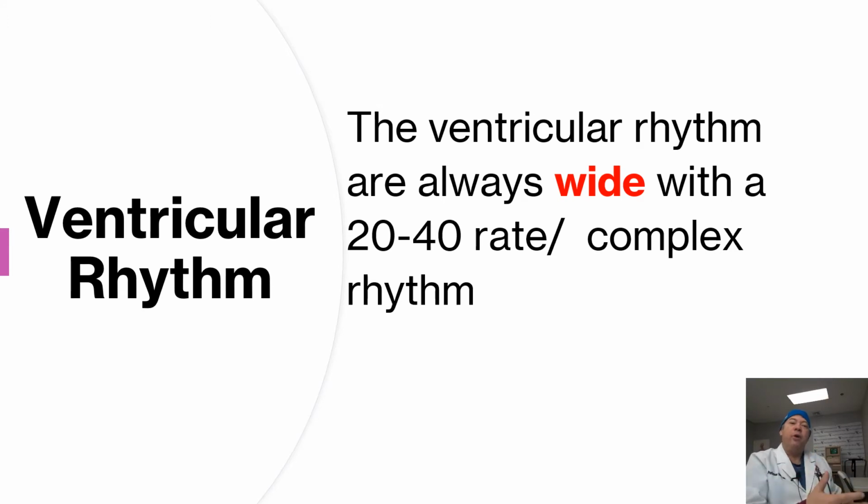So when we refer to the ventricles, right and left ventricle, if we see that the QRS complexes are wide and the rate is between 20 to 40, that's how we call it, a junctional ventricular rhythm.